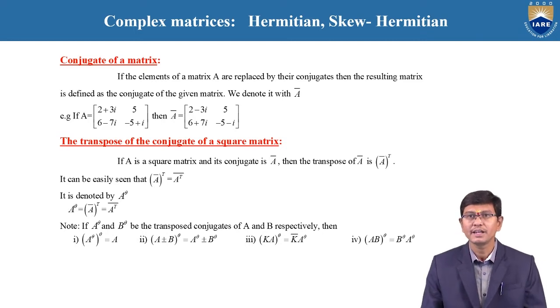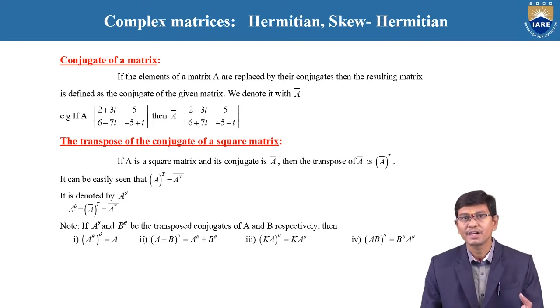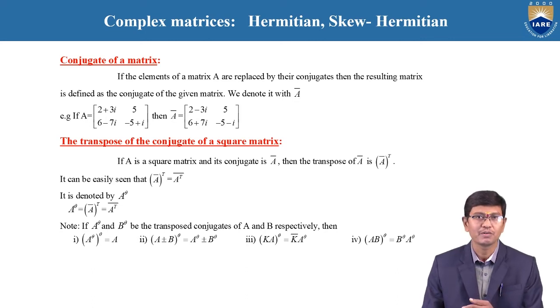Second one: (A plus or minus B) whole power of theta is equal to A power theta plus or minus B power theta. Here plus or minus corresponds, like (A plus B) whole power theta is equal to A power theta plus B power theta. And similarly, (A minus B) whole power of theta changes to A power theta minus B power theta.